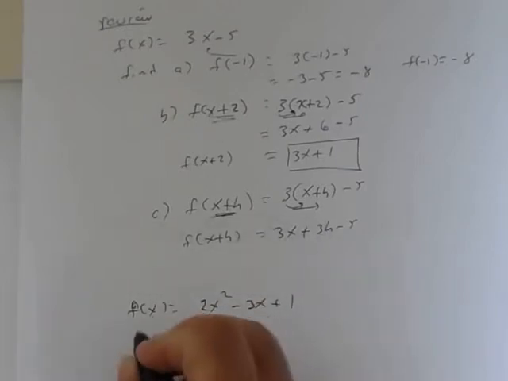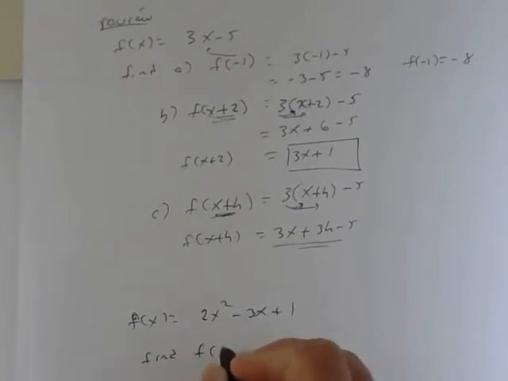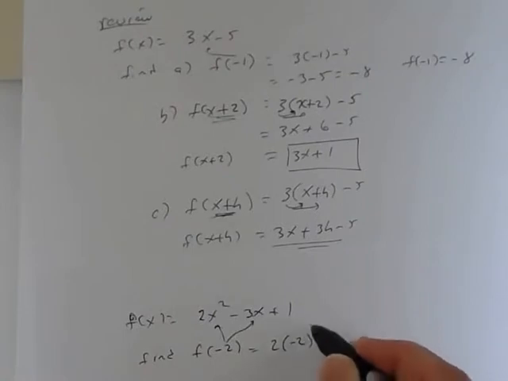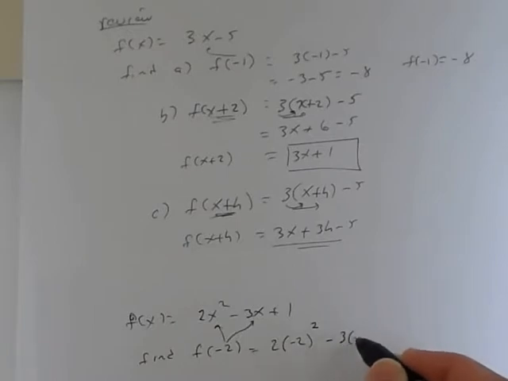All right, so let's find f of negative 2. Now that part's easy. Wherever you see the variable x, what do you plug in? Negative 2. So I get 2 times x. What do I put in this parentheses? But what am I doing to this negative 2? Squaring. Minus 3 times negative 2, and then plus 1.